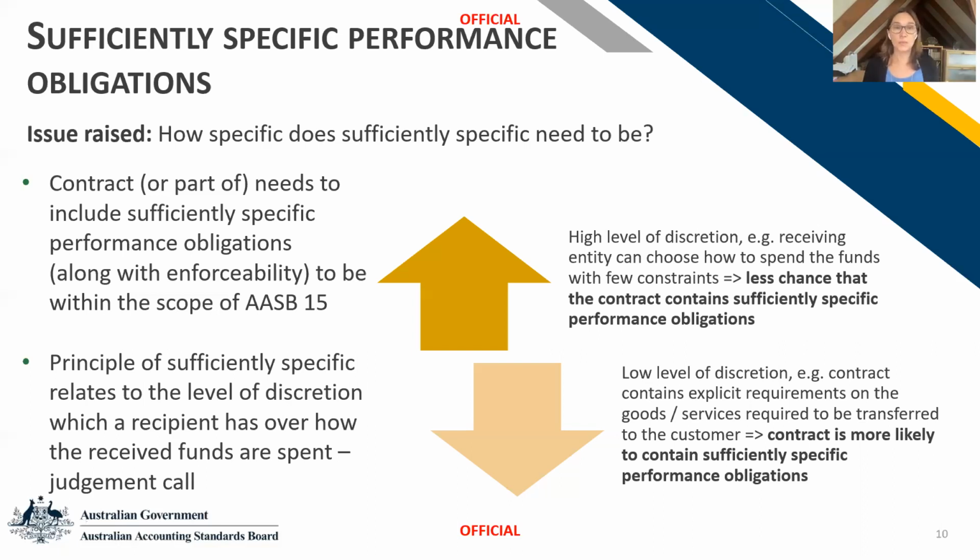So a good way of thinking about it is, okay, well, I've got this money, what do I have to do with it? And often I read grant agreements and the associated documents, and I ask the not-for-profit at the end, and I say, I've read it and I don't know what you have to do for the money. And they say, well, yeah, we can pick and choose what we do. Well, the more you can pick and choose, the less chance we've got sufficiently specific obligations.